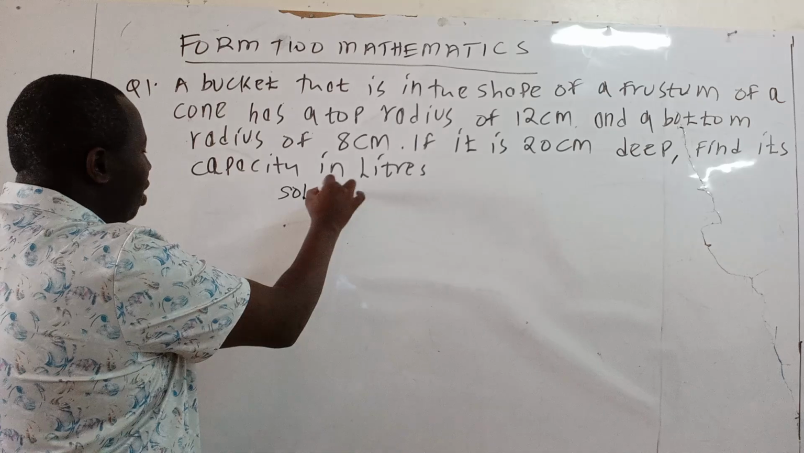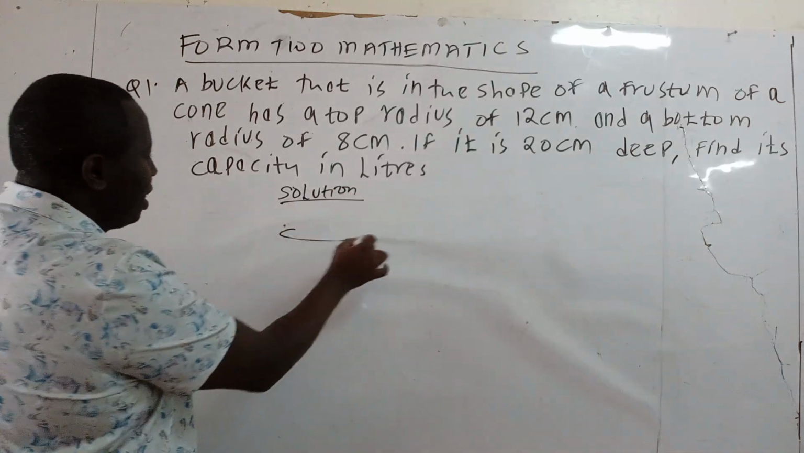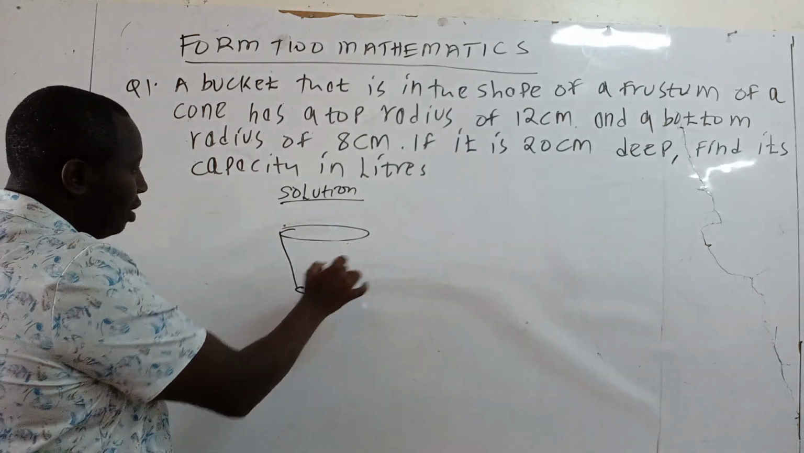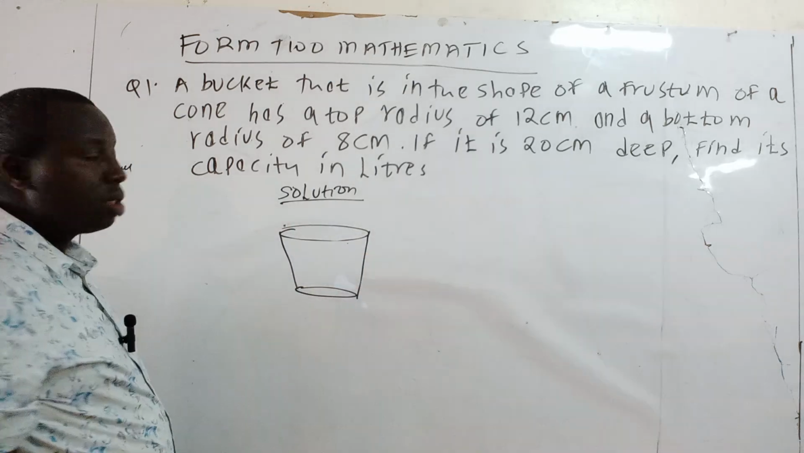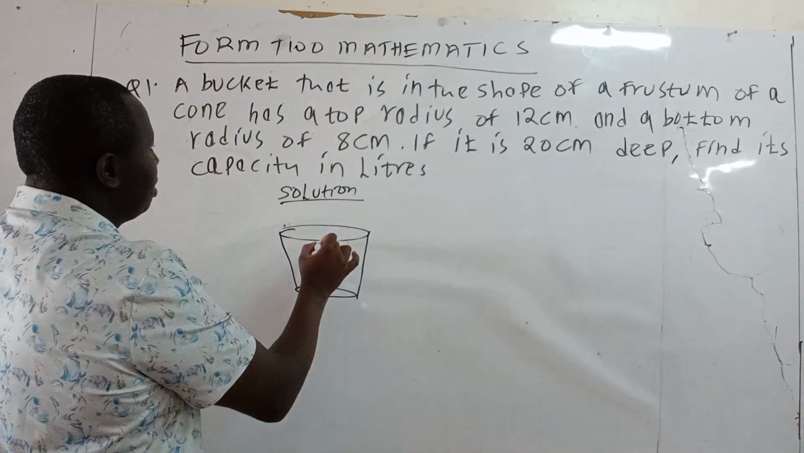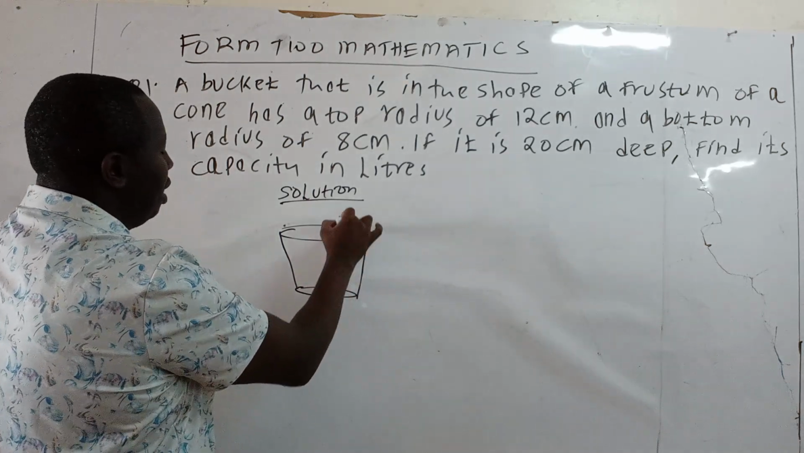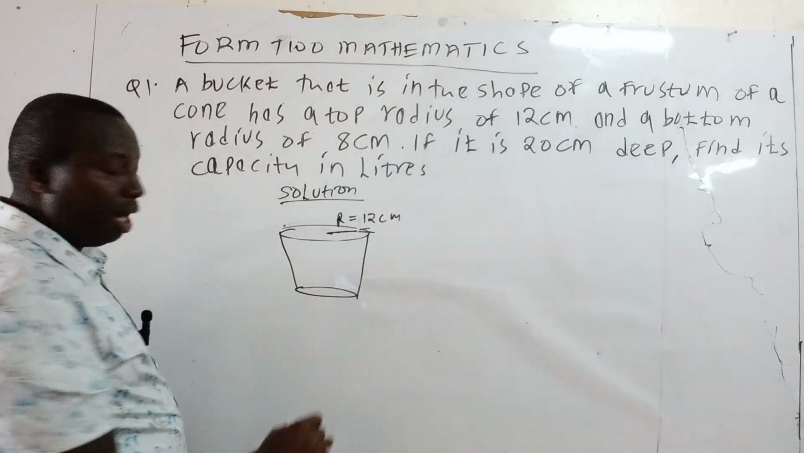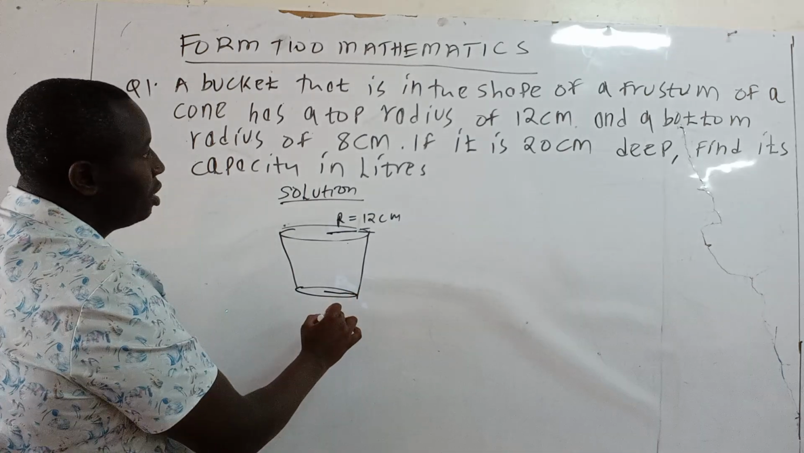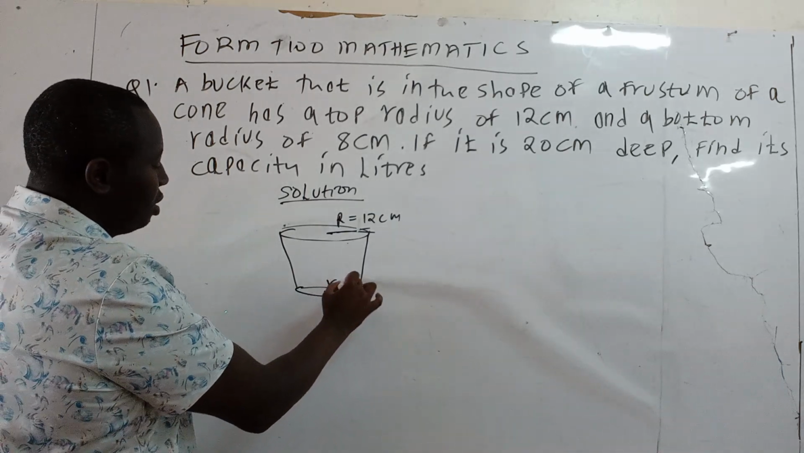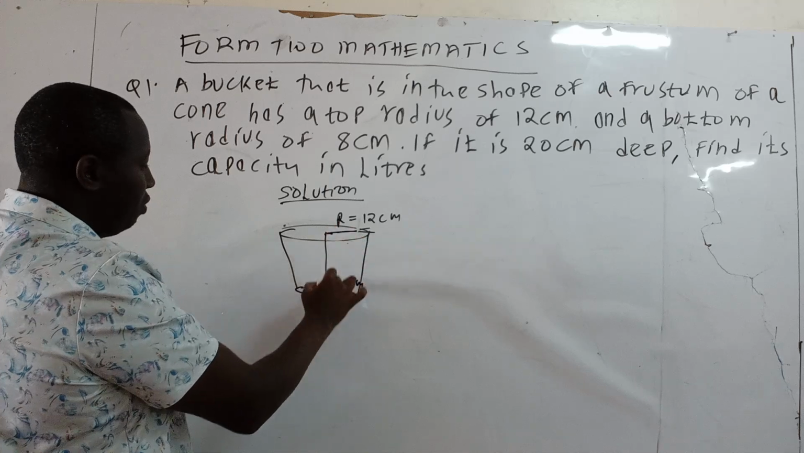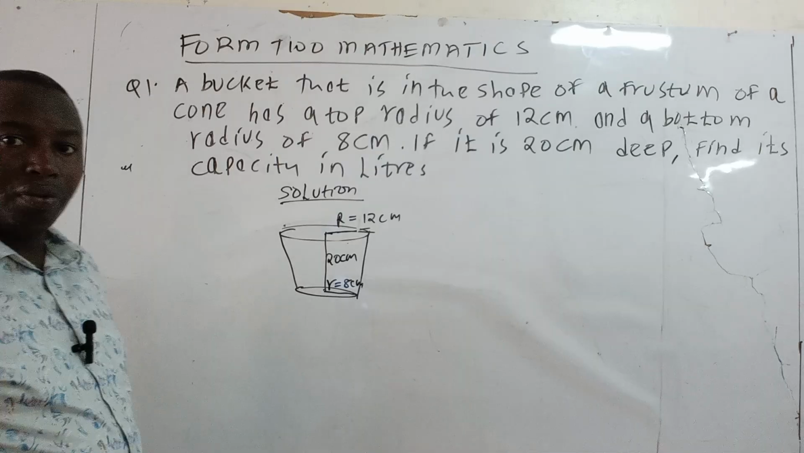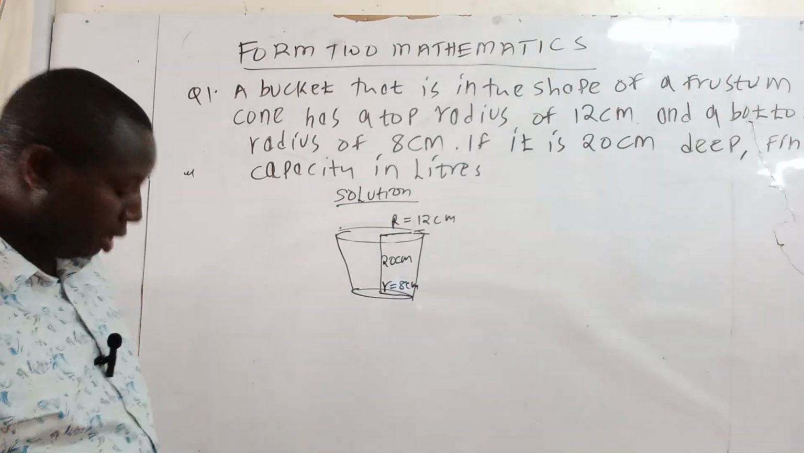Step number one for this one is to make a sketch of the shape of this bucket. It is the shape of a frustum of a cone. The top radius R is 12 centimeters, and the bottom radius r is 8 centimeters. Then the height of this bucket is 20 centimeters. That's step number one: you make a sketch of the bucket.